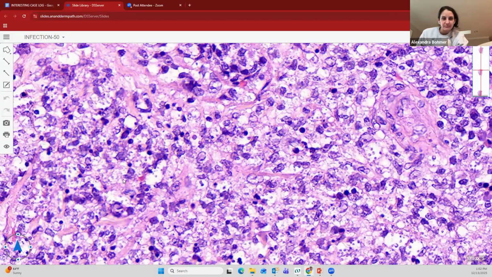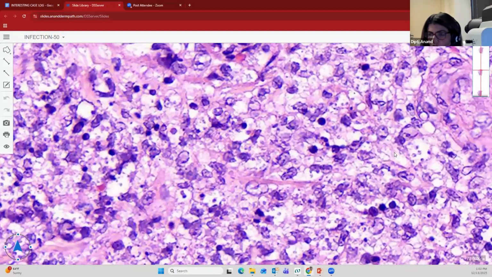Parasitized histiocytes? Yes. So parasitized histiocytes. When you see that, you're thinking about 3 organisms. So now let's go in and see the organism.